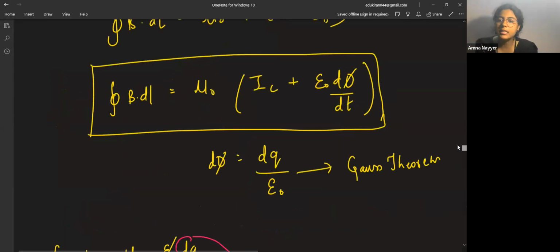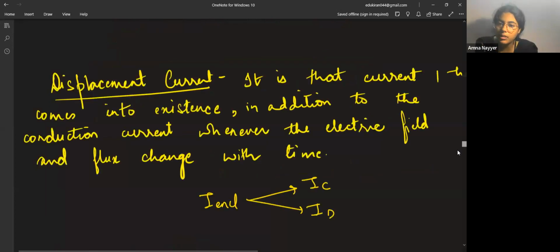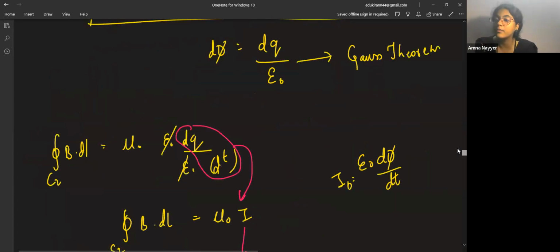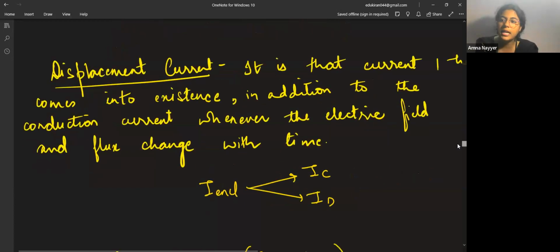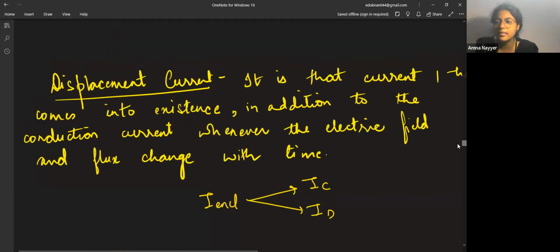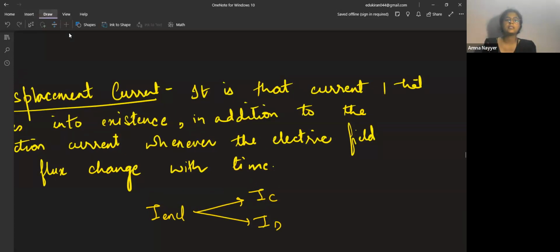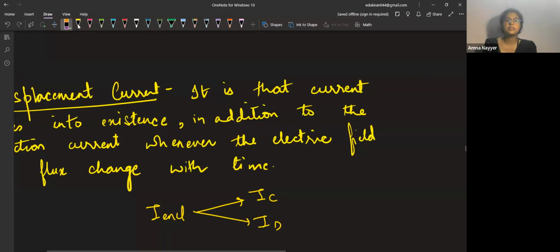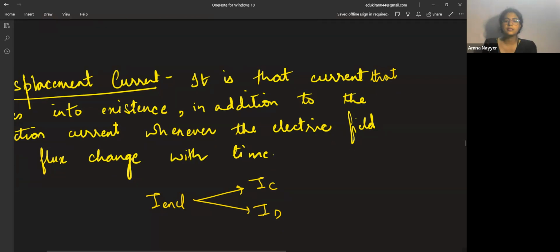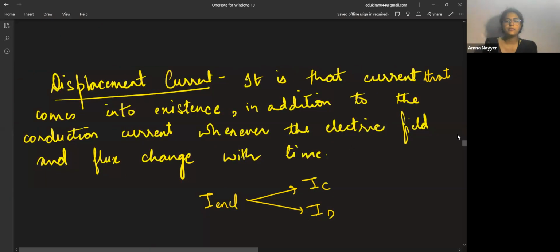See, initially this was coming something else. Why? Because there was a lack of displacement current, which was actually present. So it is the current that comes into existence in addition to the conduction current whenever the electric field and flux change with respect to time. Fine, write down from here.